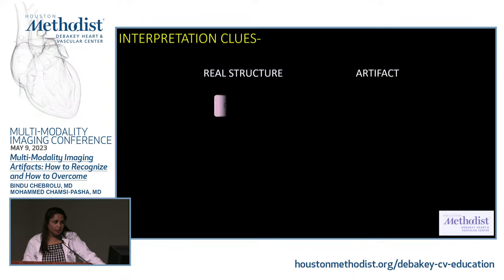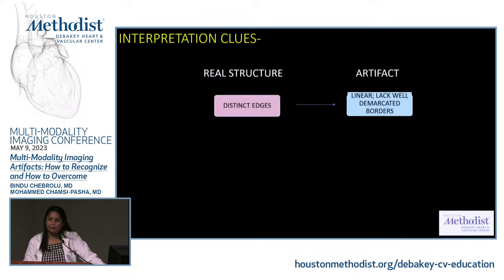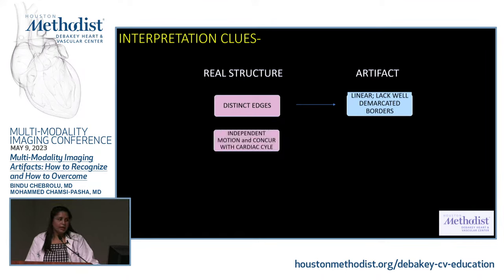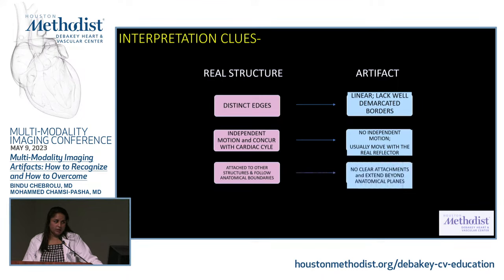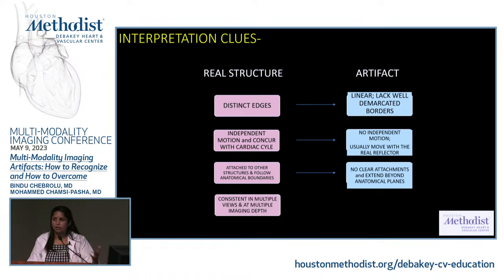So finally, what are the most important clues, right? Real structures obviously have distinct edges versus artifacts, which don't have well-demarcated borders. And real structures always have independent motion and they concur with the cardiac cycle versus artifacts don't, right? They don't usually have separate motion. They move with the reflector. And real structures always attach to other structures and follow anatomical boundaries versus artifacts don't have that, right? And also, a real structure is real. You see it in all the views. You see it no matter what you do.